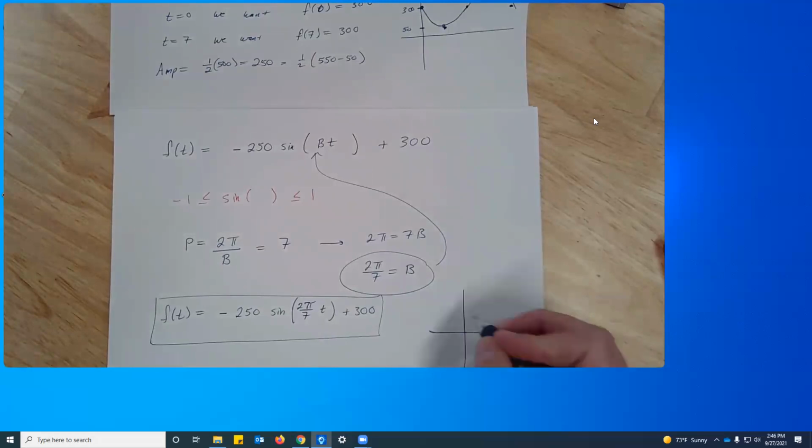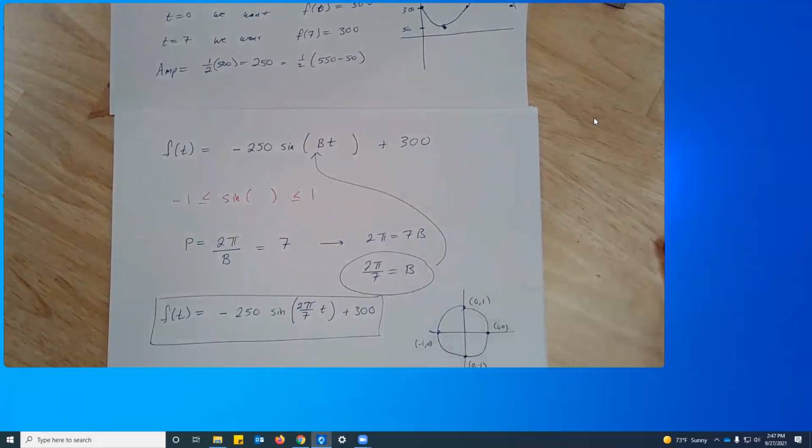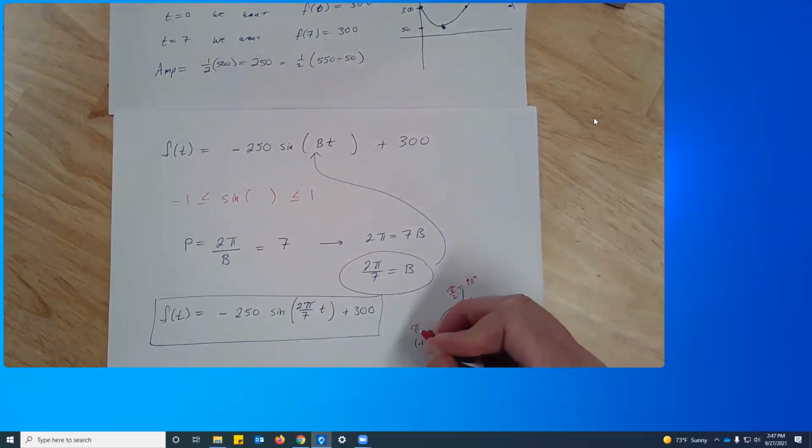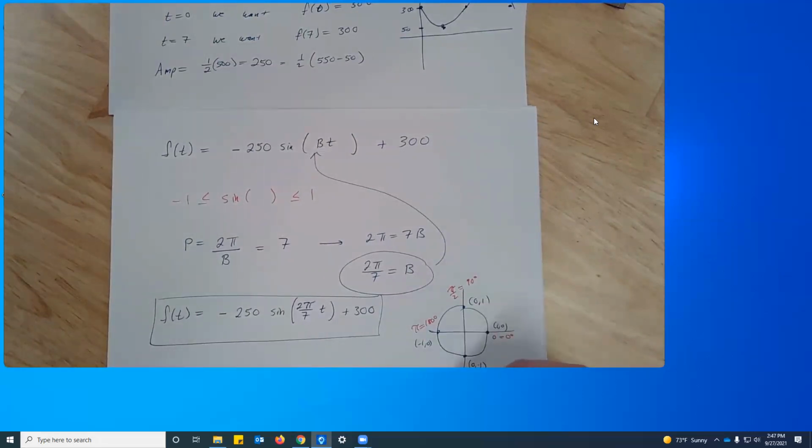So here's your quick unit circle. Here are the points: 1, 0, 0, 1, negative 1, 0, 0, negative 1. Here are your angles: 0 radians or 0 degrees, pi over 2 radians, which is 90 degrees, pi radians, which is 180 degrees, and 3 pi over 2 radians, which is 270 degrees. And then this is also 2 pi radians, which is 360 degrees.